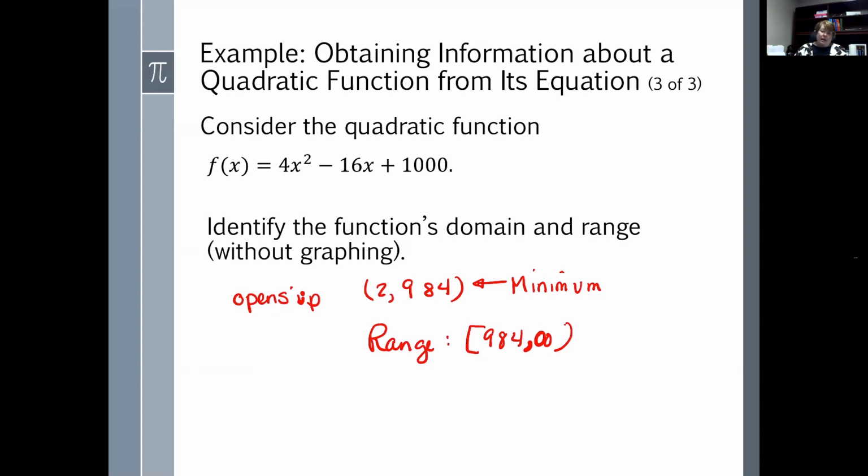The domain of every quadratic function in existence, unless stated otherwise, is the set of all real numbers. There's no number you can't plug into this function. There's no real number you can't square it and multiply it times 4 and then subtract 16 times it and add 1,000. So the domain of this quadratic function, and every quadratic function unless stated otherwise, is the set of all real numbers. Now, what if you had a parabola that opened down?